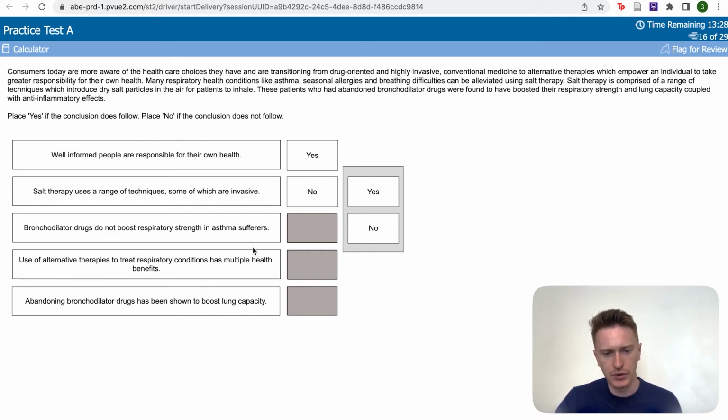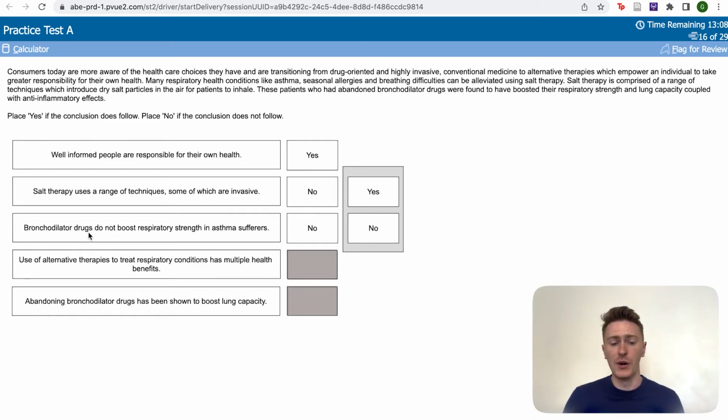Bronchodilator drugs do not boost respiratory stress. Now this is classic. Even though salt therapy works, it doesn't mean that the alternative doesn't work. It just means that here they're saying for those individuals where it didn't work, that could be 1% of people, maybe salt therapy is good, but we don't know the original population, how many people benefited from bronchodilators.